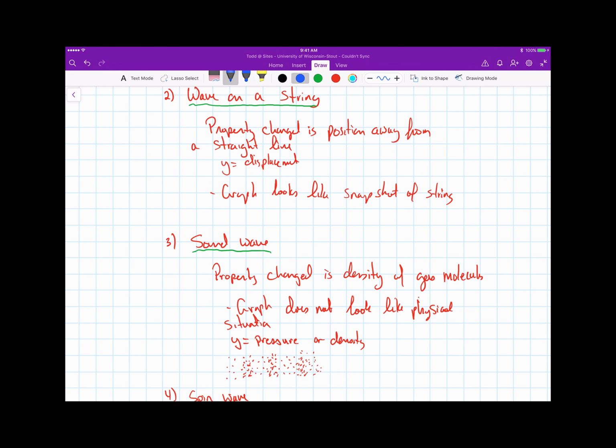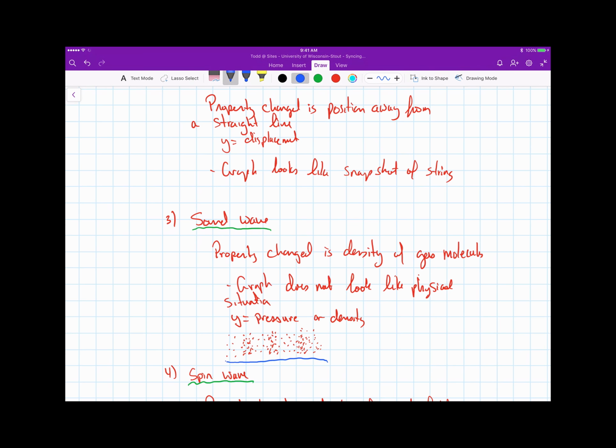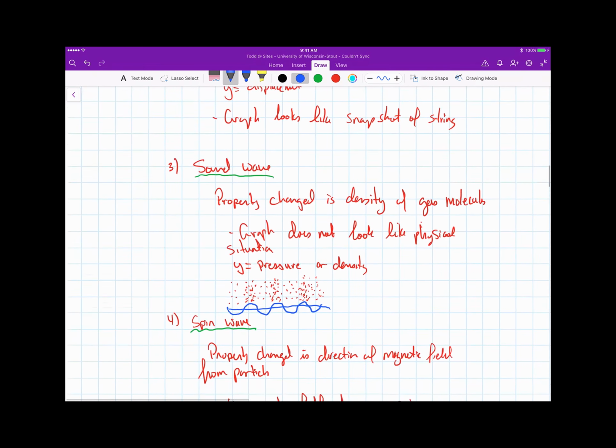Now in a sound wave, the property in question is either the density of gas molecules, or we can talk about the pressure of the gas molecules. So here's an example where the graph of a sinusoidal wave does not look like the physical situation. What we have down here is essentially a variation in the density of the particles, where when we graph our wave, this would be a low density region, high, low, and so on. And so we still represent that with a sinusoidal graph, but we're not talking about a spatial dimension.